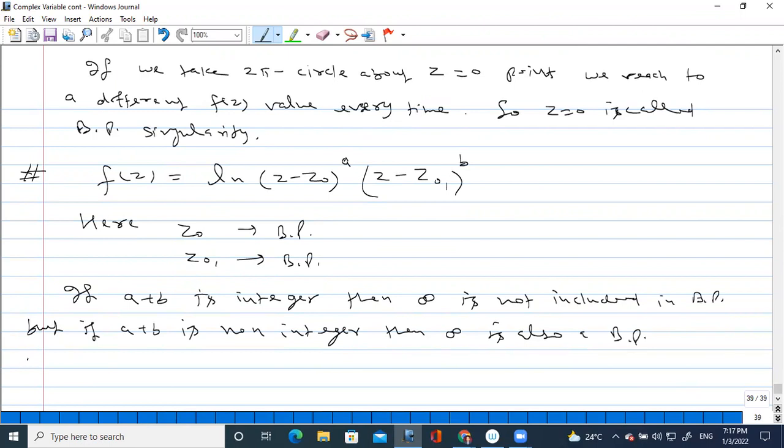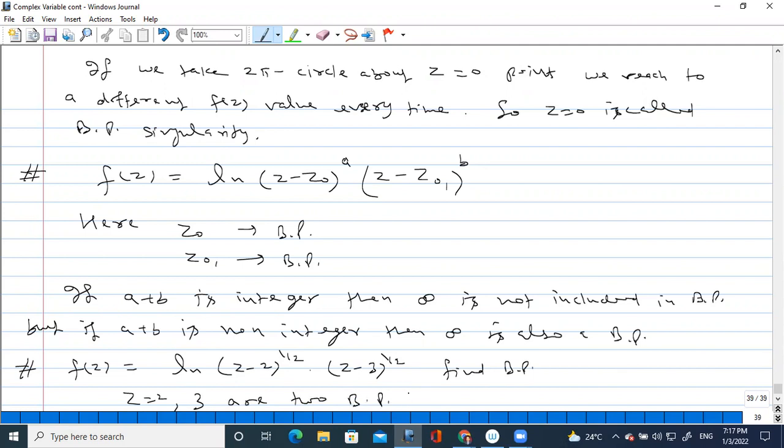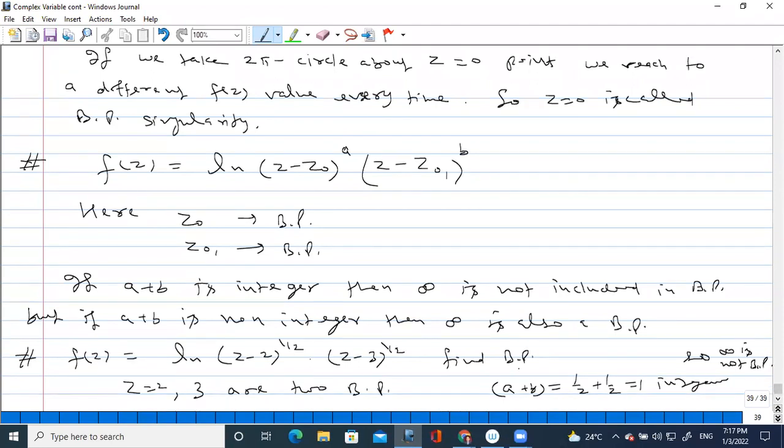Suppose I take an example: f(z) equals ln of (z minus 2) to the power half times (z minus 3) to the power half. Okay, so here, find the branch points. Here one point is z equal to 2, the other is z equal to 3. Z equal to 2 and 3 are two branch points. But a plus b is equal to what here? Half plus half equals 1. This is an integer, so infinity is not a branch point. Infinity will not be a branch point here. So only these are the two branch points. Note it down.